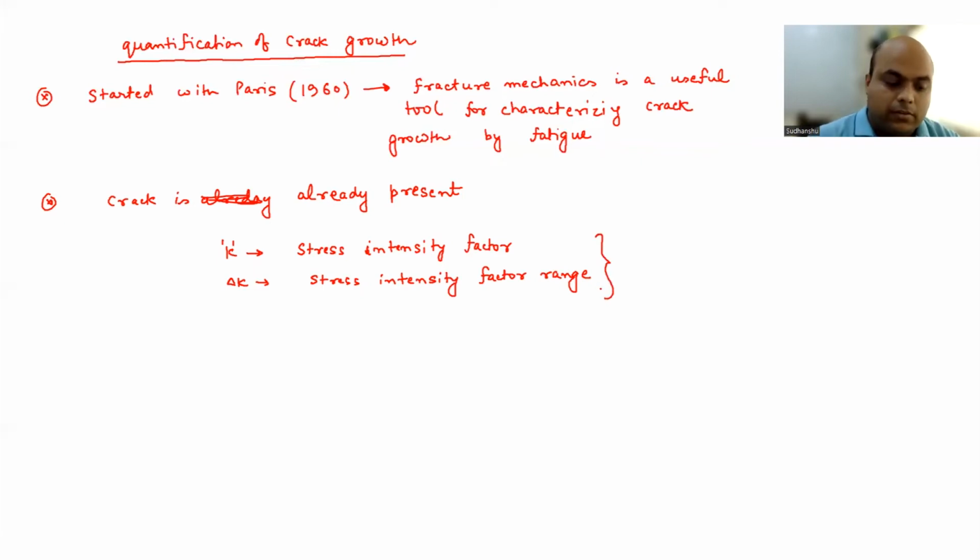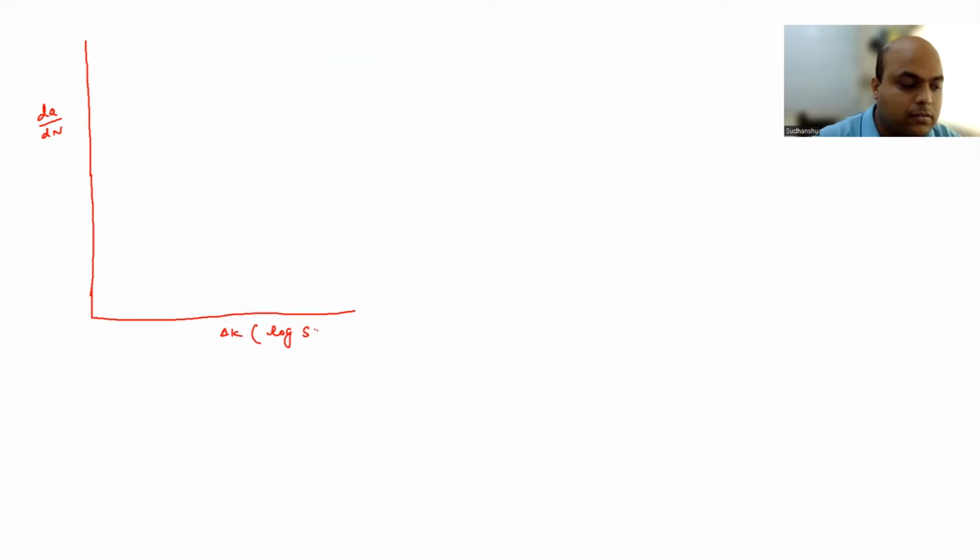Okay. So now let me draw dA by dN versus delta K plot. So dA by dN, and here you have delta K in log scale. This is also in log scale. Okay. And then your plot is going to look something like this.